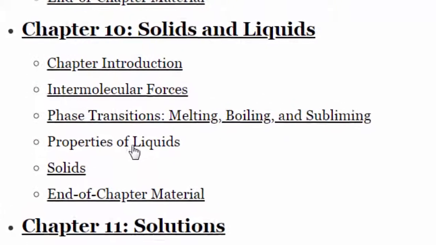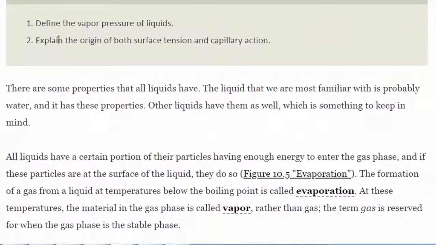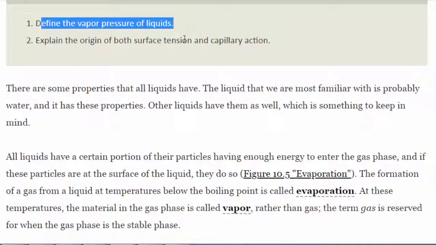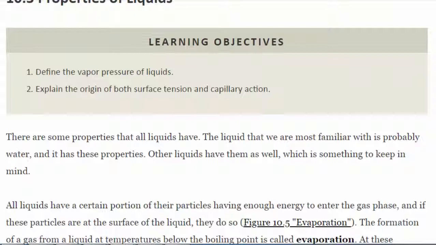Okay, on the fourth section, properties of liquids. In this section, we are going to define vapor pressure of liquids and explain the origin of both surface tension and capillary action. And in both of those objectives, we are going to focus on the qualitative aspect, not the quantitative aspect. Meaning you need to know the definition and the concept, but you don't need to worry about numbers and calculations.